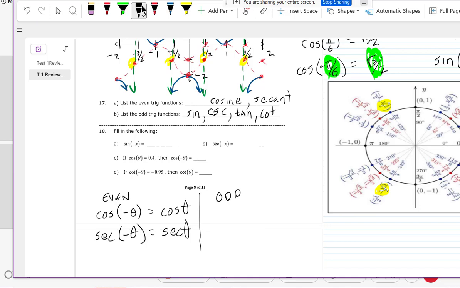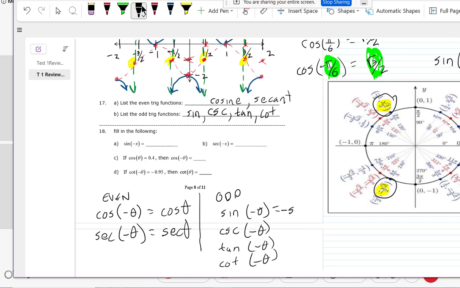Okay, odd goes like this. For the odd functions, we have the sine, the cosecant, the tangent, and the cotangent. These are all odd functions. Notice when we did the sine, if you look over here at the unit circle, we got a positive and a negative. So if you change the angle to its opposite, then the answer becomes negative. So this would be negative sine theta.